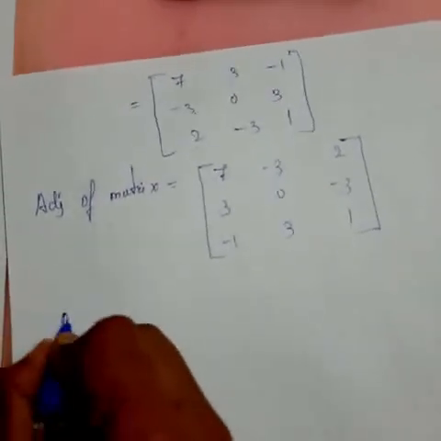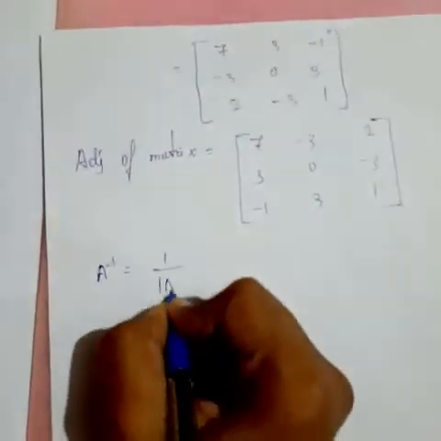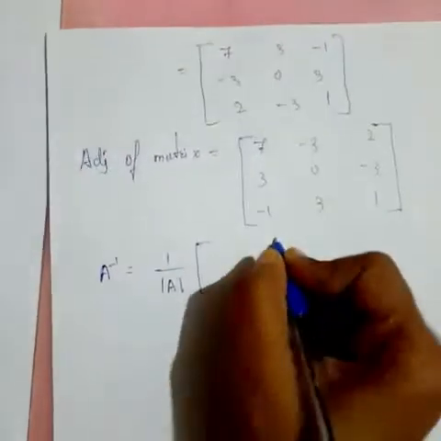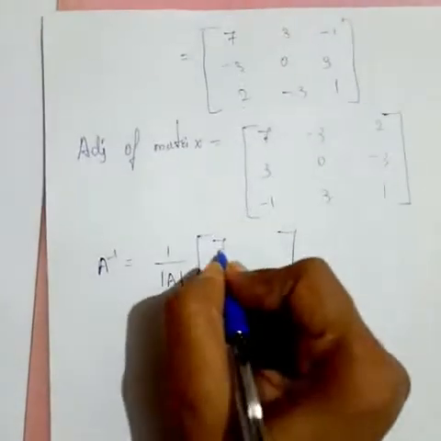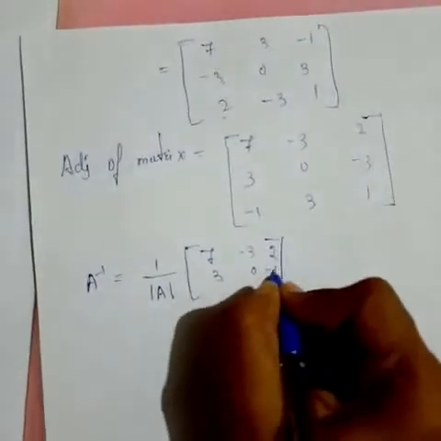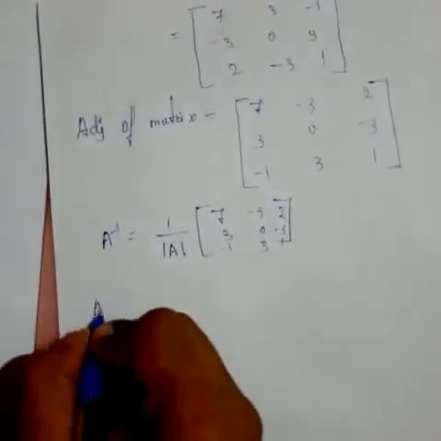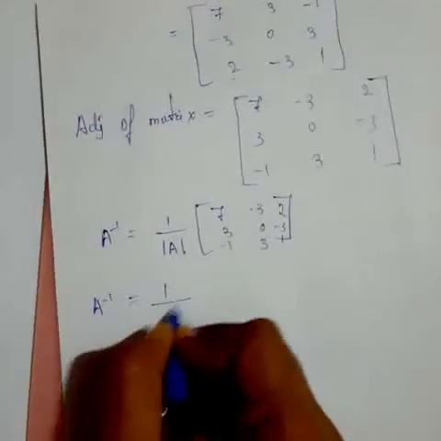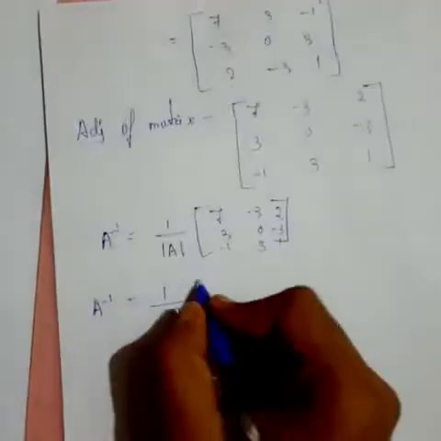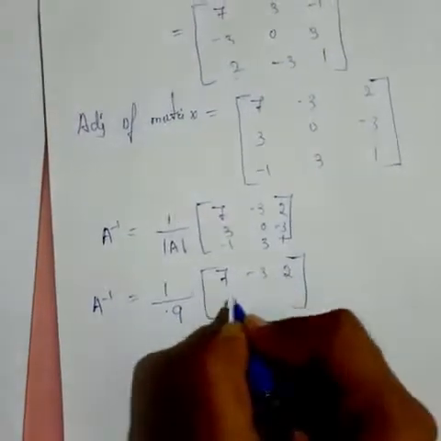A inverse. A inverse is nothing but what? A inverse is 1 divided by the determinant of A times the adjoint of A, that is 7 minus 3 2, 3 0 minus 3, minus 1 3 1. So A inverse is what? The determinant of A, you got 9. This is your A inverse.